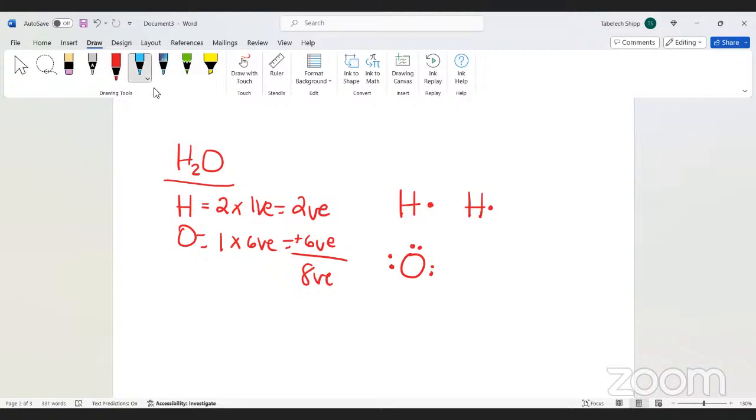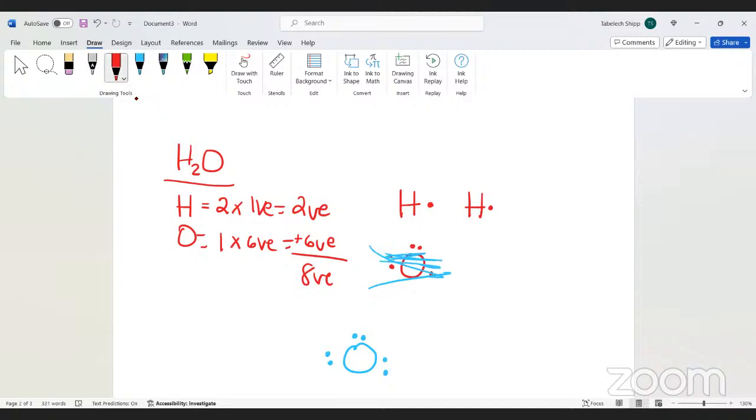Now, I'm going to draw this out, and I'm going to show you all how this is going to be drawn in terms of the molecular geometry. Oxygen is coming in with 6. So that's 2, 4, 6. I'm going to cross that out because we're done with that one.